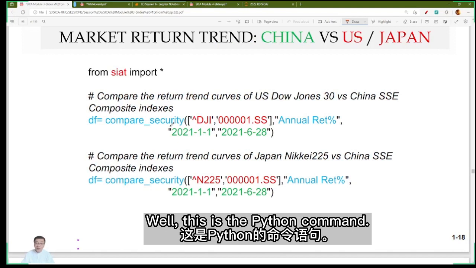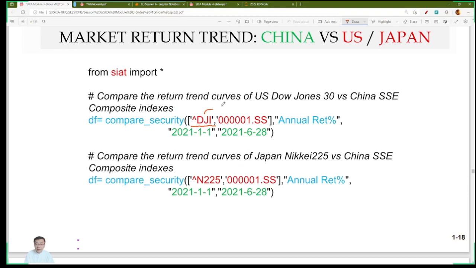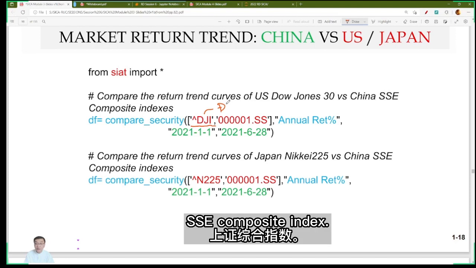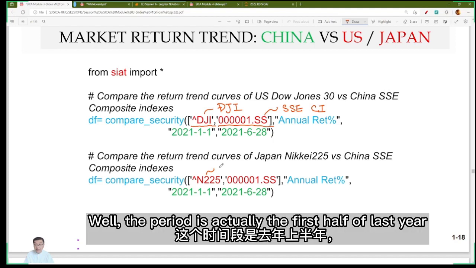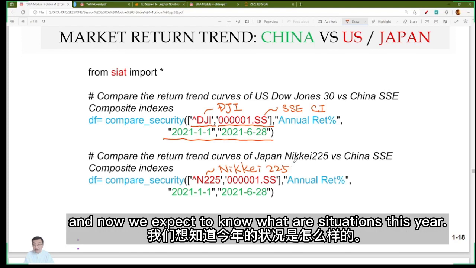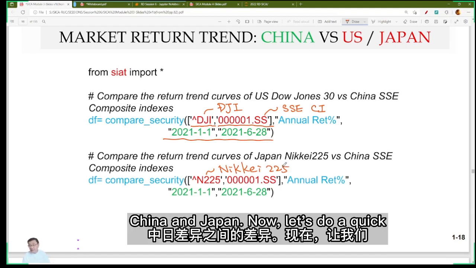Well, this is the Python command. This is for the Dow Jones Index. This is for the SSE Composite Index. This is for the Nikkei 225. Well, the period is actually the first half of last year. And now we expect to know what the situations are this year. Okay, the differences between China and US, China and Japan.